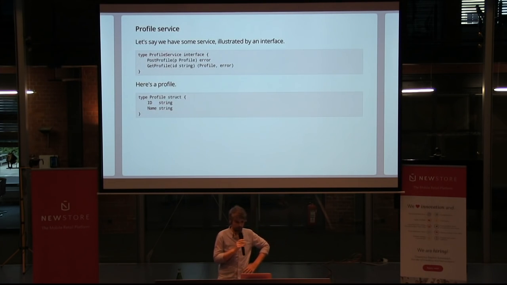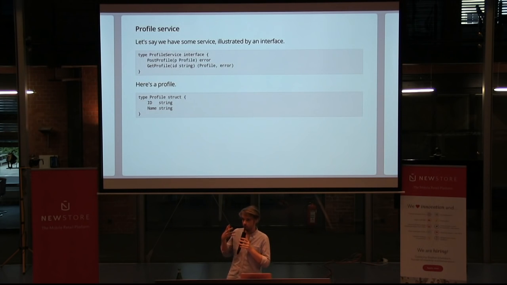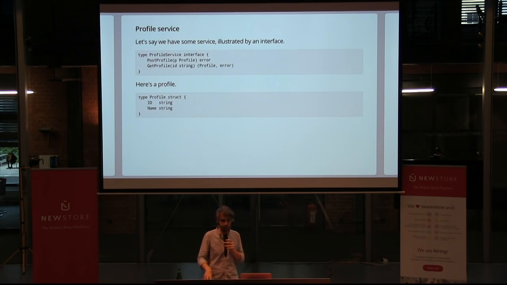And here's a profile. It's just some piece of data, an ID and a name, and maybe there's a lot of other stuff in there too. Who knows? So this is one core idiom of Go kit, that your service starts out as an interface with all of the public methods, all of the public RPC methods, as methods of the interface. This is important. We'll see why in a little bit.